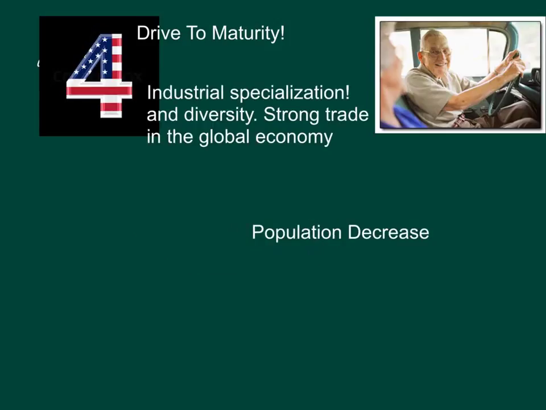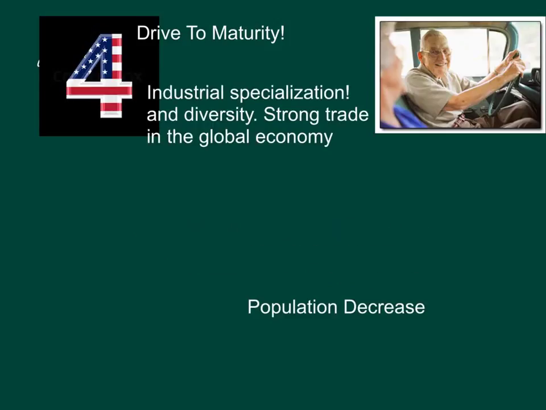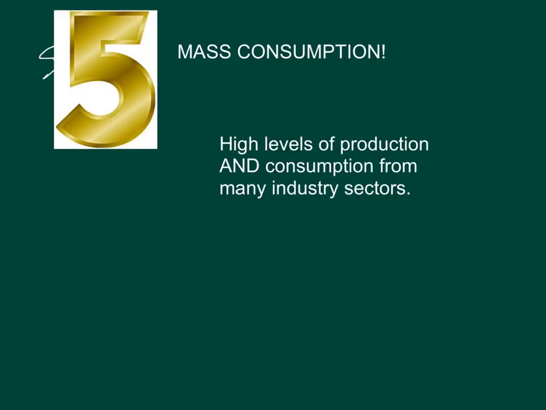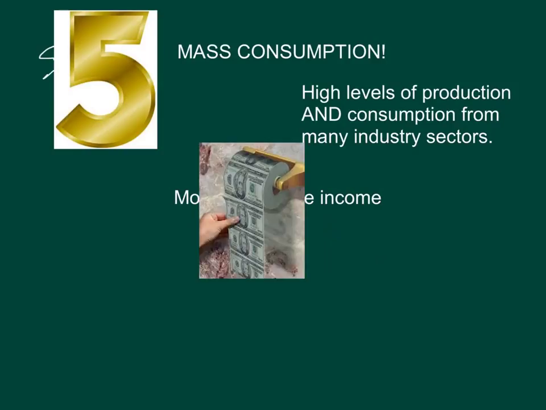In this stage, there's industrial specialization, and the country now plays a strong role in the global economy. And there's even a slight decline in the population. Stage 5. Stage 5 suggests that there are high levels of production and consumption from many different industries. People also have more disposable income to support this mass consumption.